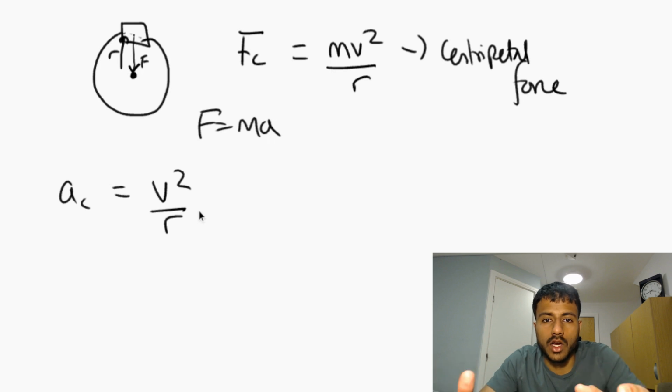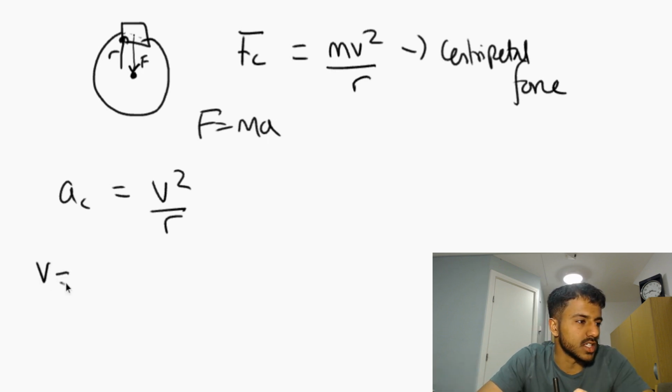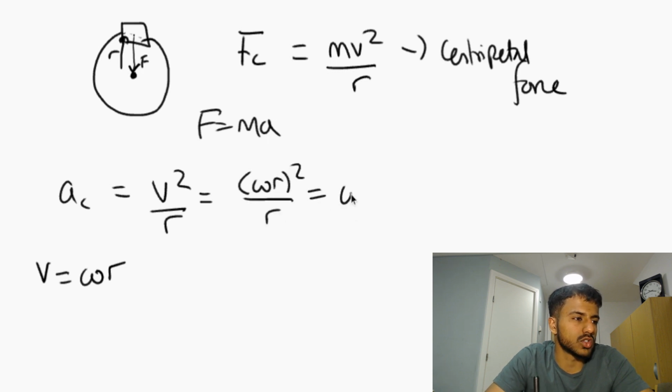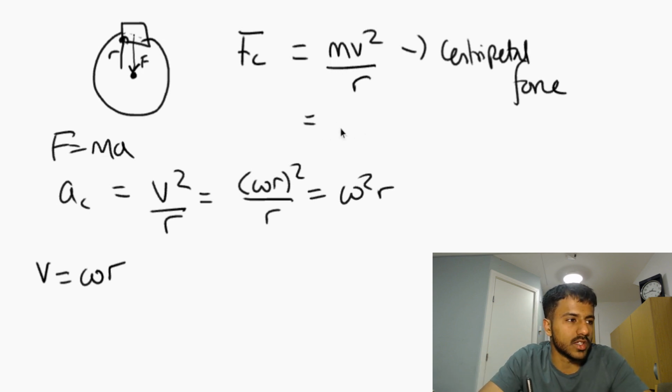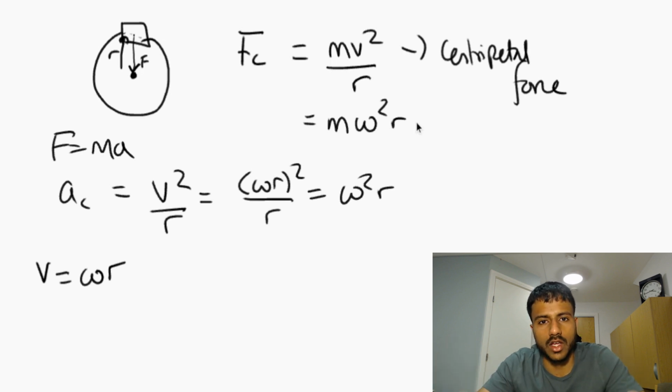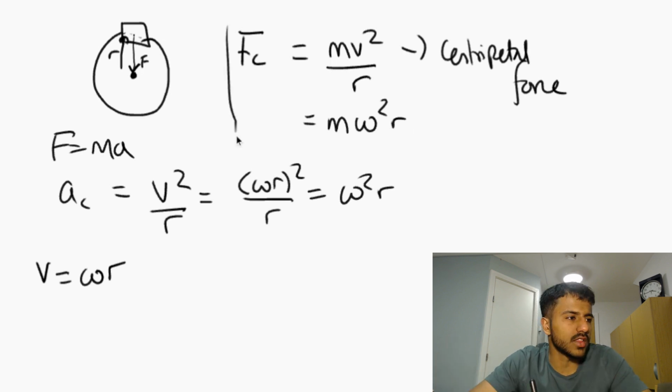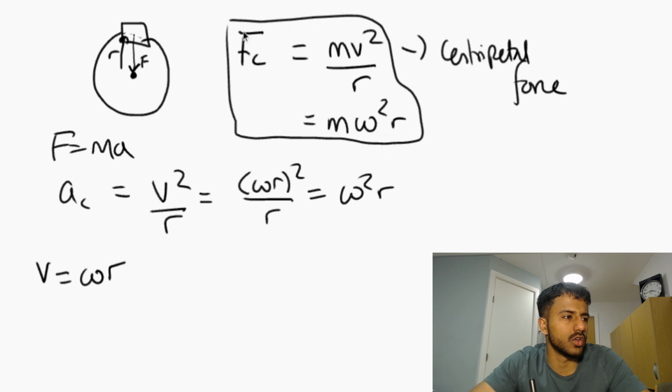If you remember from earlier, we said that v is equal to omega r. So if we substitute that into this equation, the centripetal acceleration is also equal to (omega r) squared over r, which is therefore equal to omega squared r. So your centripetal force equation can also be written as m omega squared r, where omega is your angular velocity. Now this equation here should be given to you in your formula booklet.